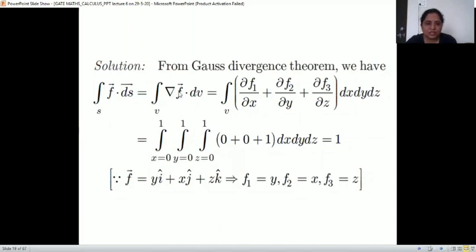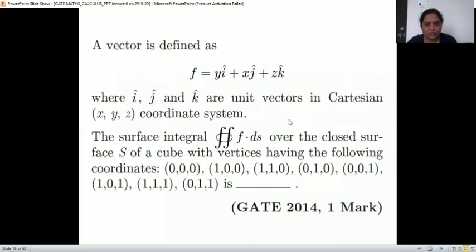So triple integration del dot f bar, that is dou by dou x of f1 plus dou by dou y of f2 plus dou by dou z of f3 with respect to x, y, z, right? So we have to find dou f1 by dou x. This is your f1, derivative of this with respect to x, that is 0. Then dou f2 by dou y is also 0. And dou f3 by dou z will be 1.